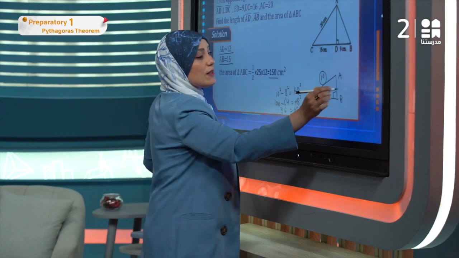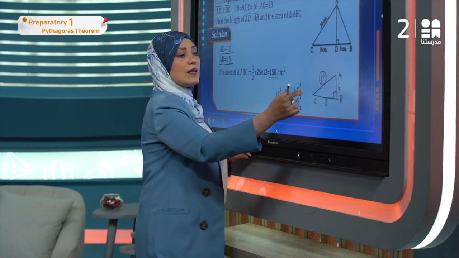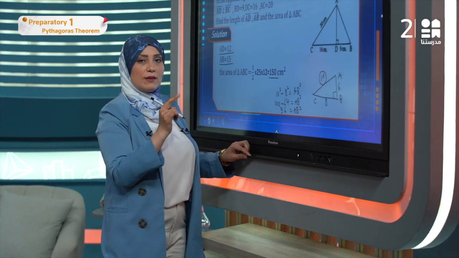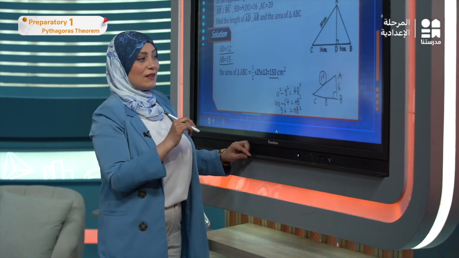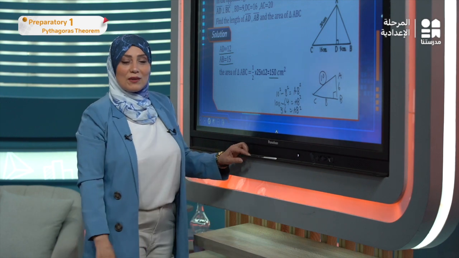So, as we said, this is the most common triangle, 6, 8, 10, and the other one, 3, 4, 5. That's all about the Pythagorean theorem.